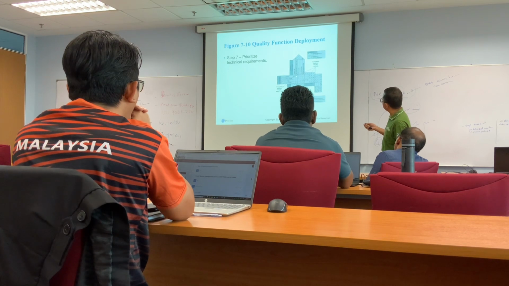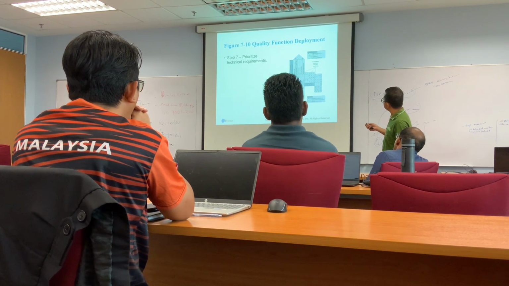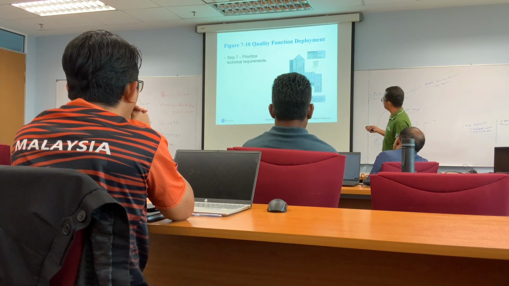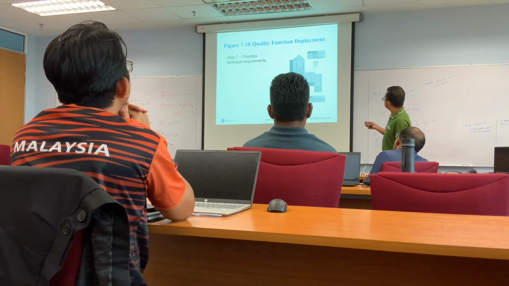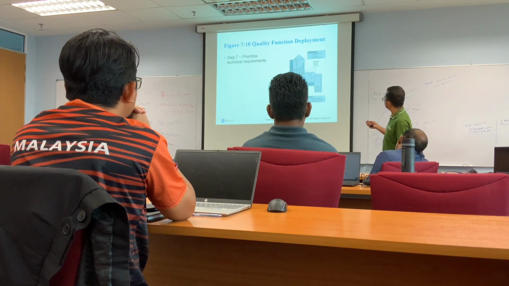Then 9 multiplied by 9, 81. 3 multiplied by 9 plus 9 multiplied by 6, they got 81 also. 1 multiplied by 9 plus 1 multiplied by 8 plus 9 multiplied by 7, they got 93. This is the absolute weight. They multiply this interrelationship with the importance.